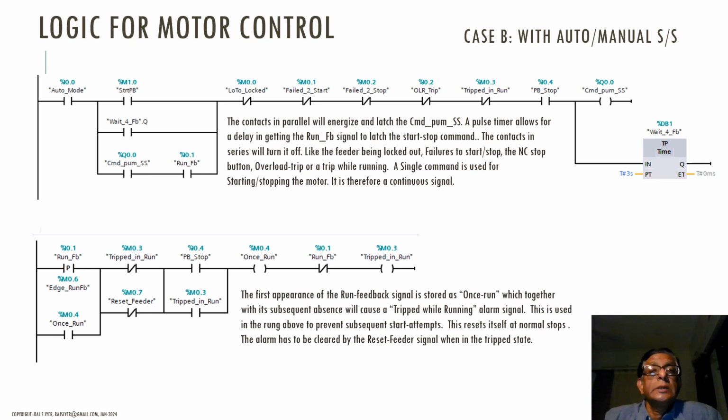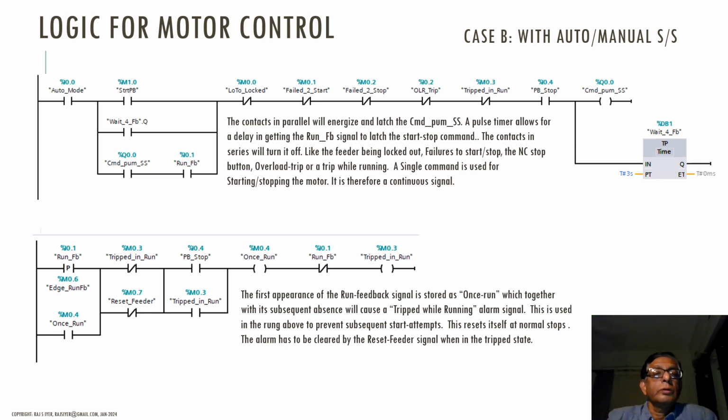Okay, how this works is, assuming all these conditions are true, that is there is no lockout tagout, there is no failure to start, no failure to stop, no overload trip, no trip didn't run, and the stop push button has not been pushed, then when somebody pushes the start button, the power will flow left to right along the logic and energize this output CMD pump SS, that is start stop, and so also it will activate this pulse timer for just 3 seconds.